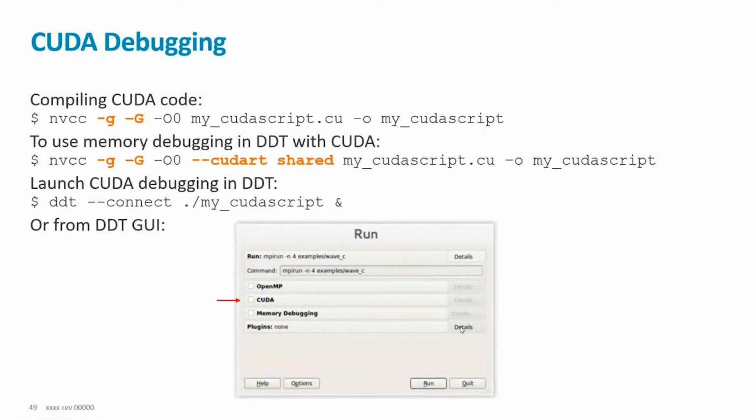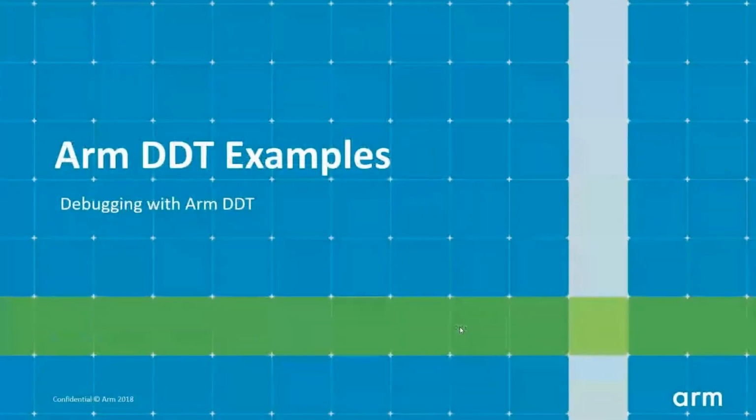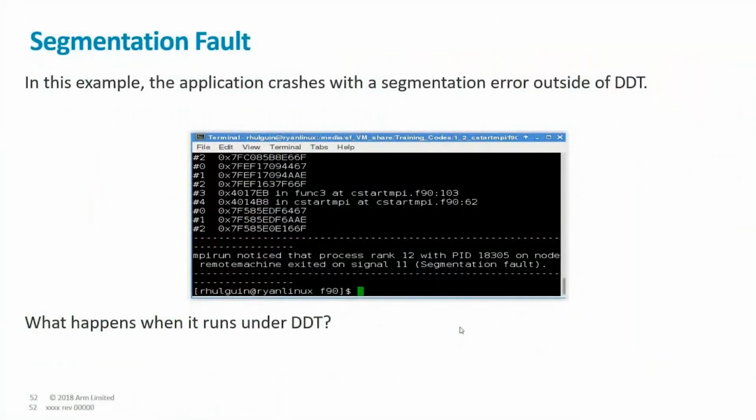Very quickly, I'll show you towards the end a very, very small example. If you're running something, here is a typical example of a segfault crash. We are all familiar with this, and it is also a very common memory-related issue. You can see something like this. What happens if you run this with DDT?